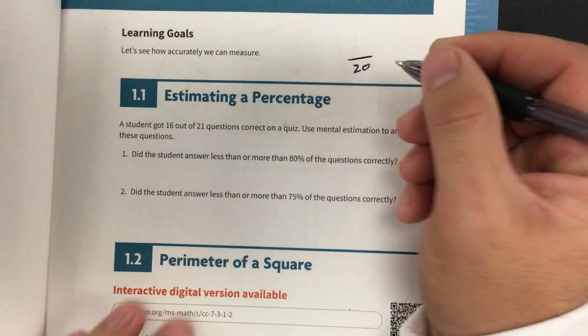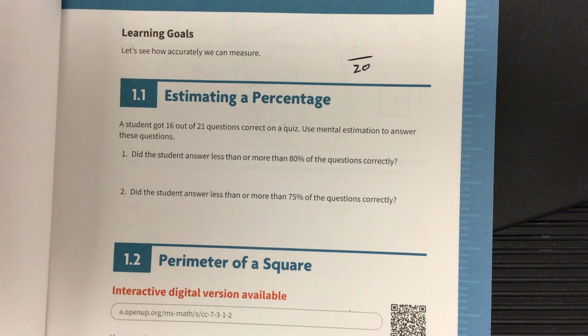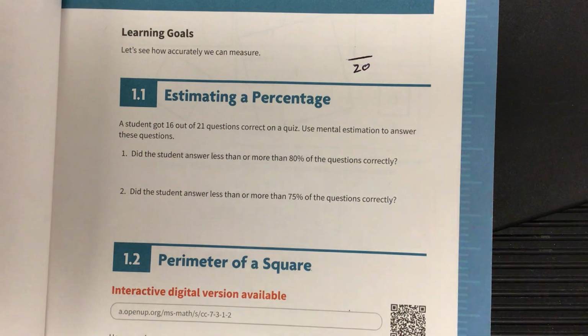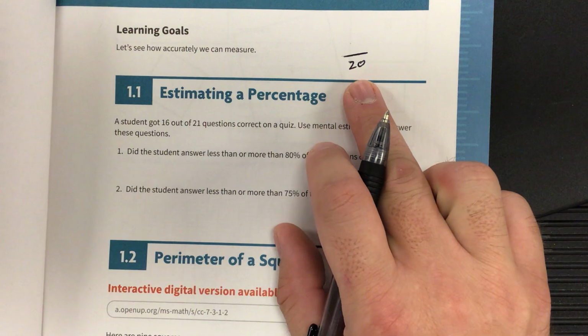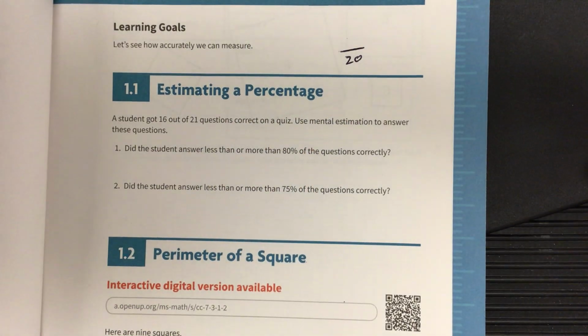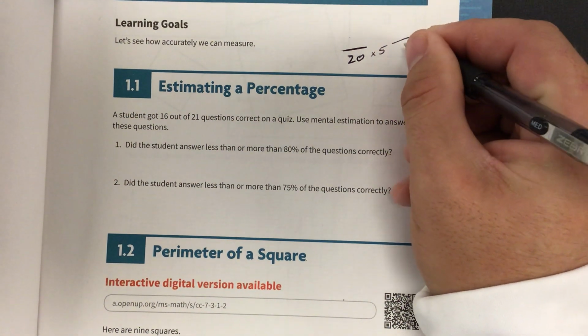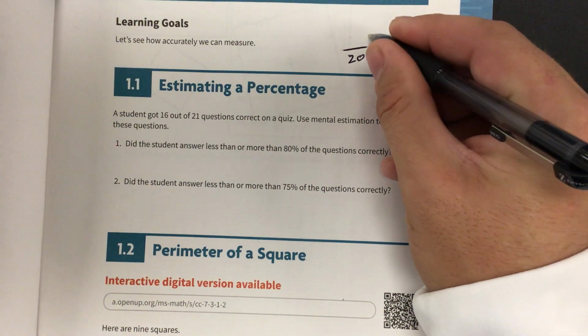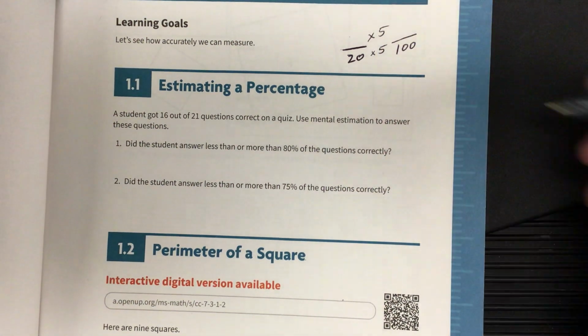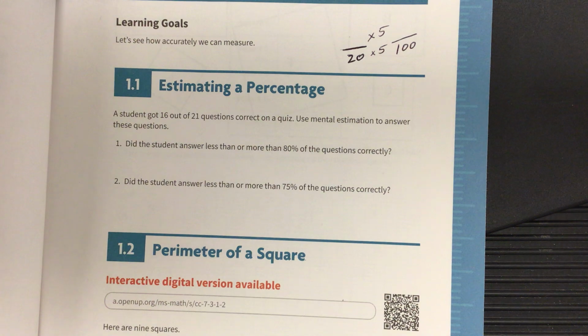Whether you shoot free throws, shoot clay pigeons, do something 20 times. How many times would you have to be successful, like on a free throw, to get 80%? Or it could be questions on a quiz. Okay, so let me ask you this. Percent is out of 100, right? So 20 times 5 is 100. How many would I have to make out of 100 to get to 80%?